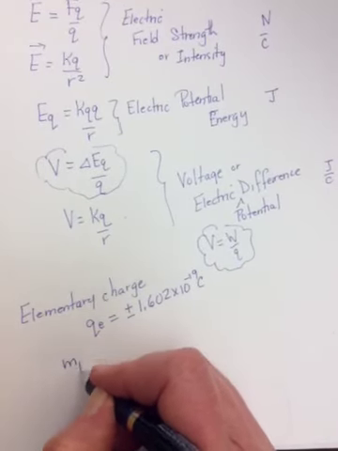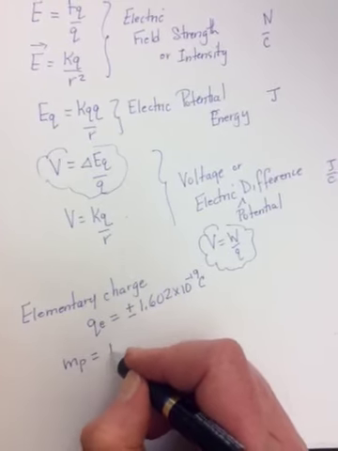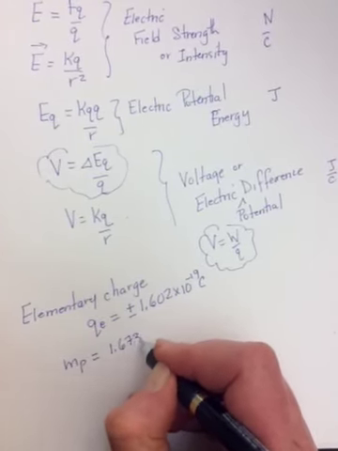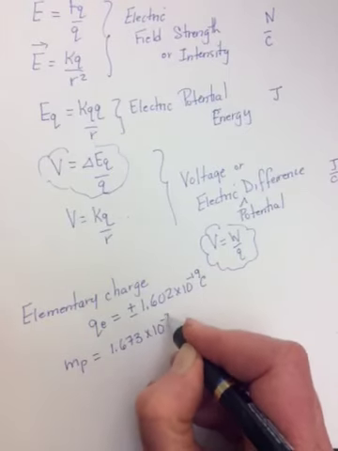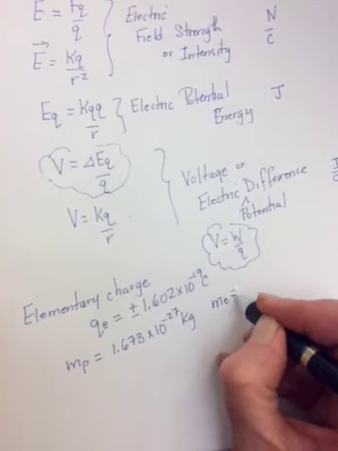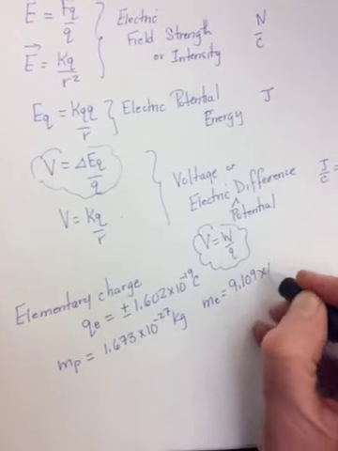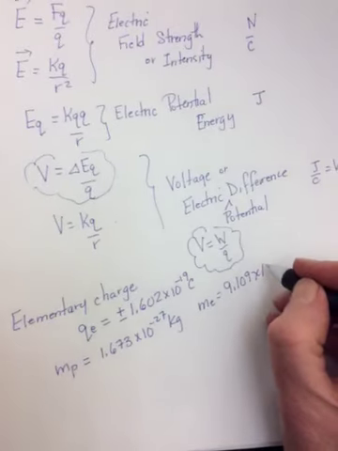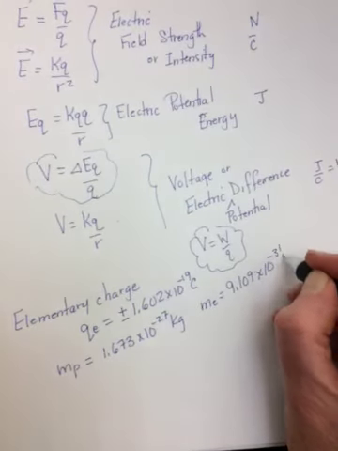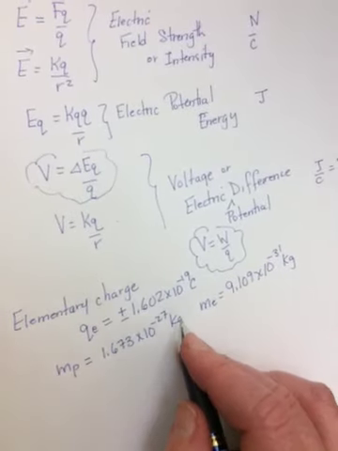And just so, since you're writing constants down, the mass of a proton is 1.673 times 10 to the negative 27 kilograms, and the mass of an electron is 9.109. In Physics 12 we use it as 9.11 times 10 to the negative 31 kilograms.